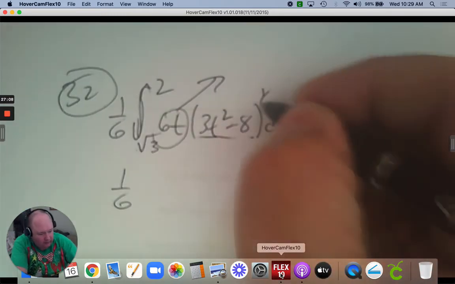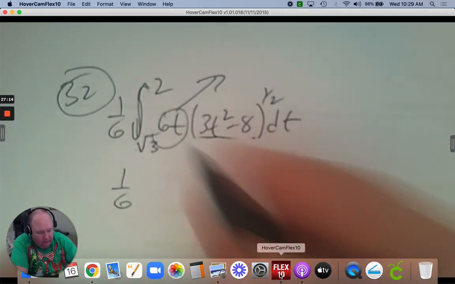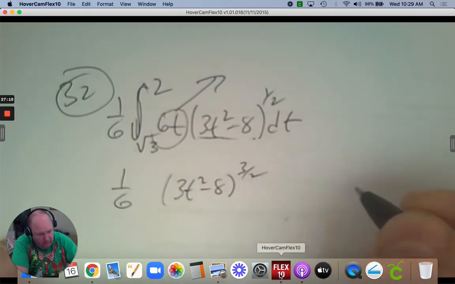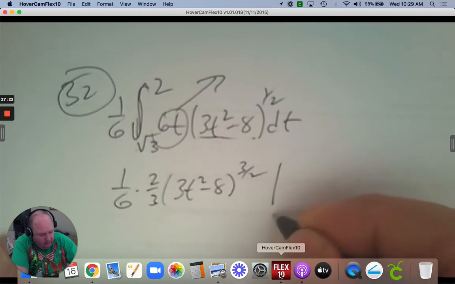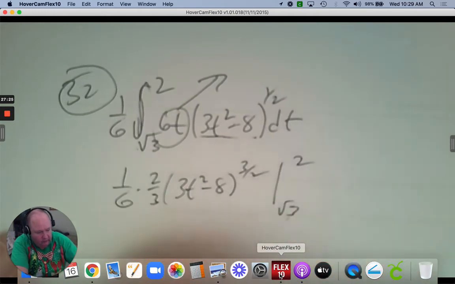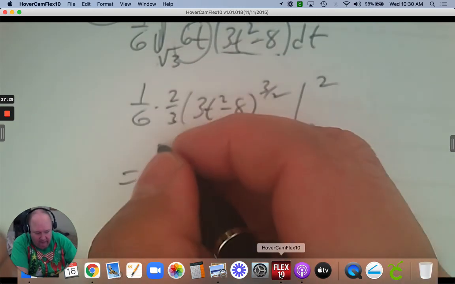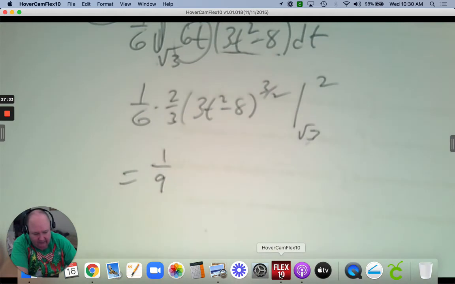This is to the 1/2, right? Did I do that? Square root? Yeah. All right. So add 1 to the exponent. That's 3 over 2. And then the reciprocal, which is 2/3. And then we're integrating from √3 to 2. If you like, you can reduce this down. Not necessary. So 2 does go into 6. This is 1/9 or 2 over 18.